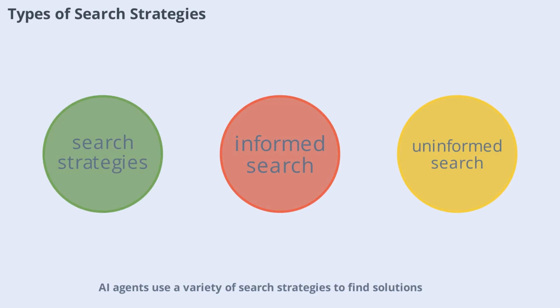AI agents use a variety of search strategies to find solutions. These strategies can be broadly categorized into informed and uninformed approaches. Informed strategies use additional knowledge to guide the search, while uninformed strategies rely solely on the structure of the problem. Local and adversarial search strategies also play important roles, especially in complex or competitive environments. Each approach has its strengths and is suited to different types of problems.